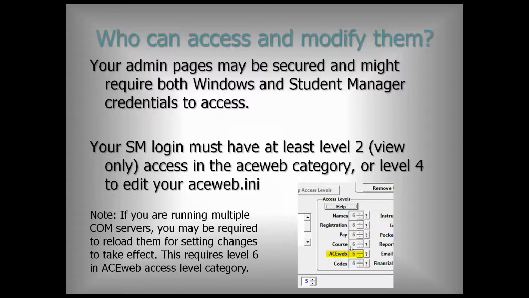That will come into play in a couple other areas as well. As we mentioned, if you have to reload your comm servers, you can only do that if you have a level 6 in the ACEweb access level category. But if you are really just minutely divvying out the different access levels across your users, 2 is the minimum required to even view the ACEweb INI settings, and then level 4 would be required if you wanted to actually edit or make changes to any of those settings.